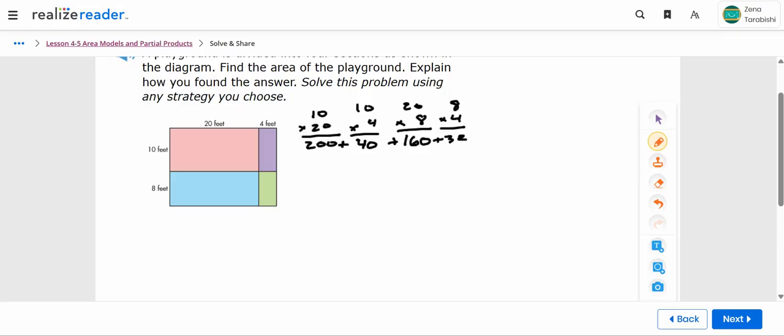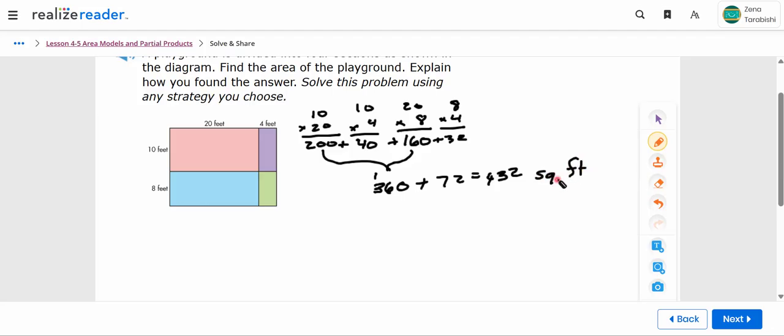Now, when I get my total, you'll see that sometimes it's a little bit easier for me to combine the numbers that are alike. In this case, I'm going to get 360 here. And then I have 40 and 32. That's going to give me 72. So I'll have a 2 in my ones place. 6 plus 7, that's going to give me 13, because 7 plus 7 is 14, take away 1 is 13. Regroup one of the ones. 1 plus 3 is 4. So I should get 432 square feet.